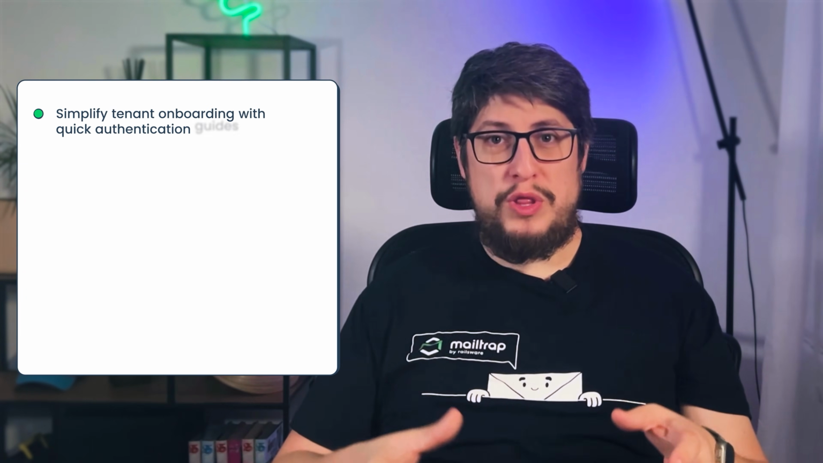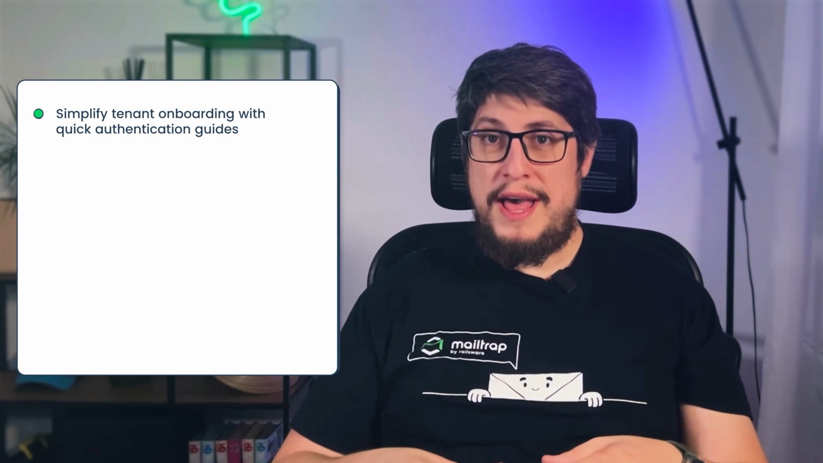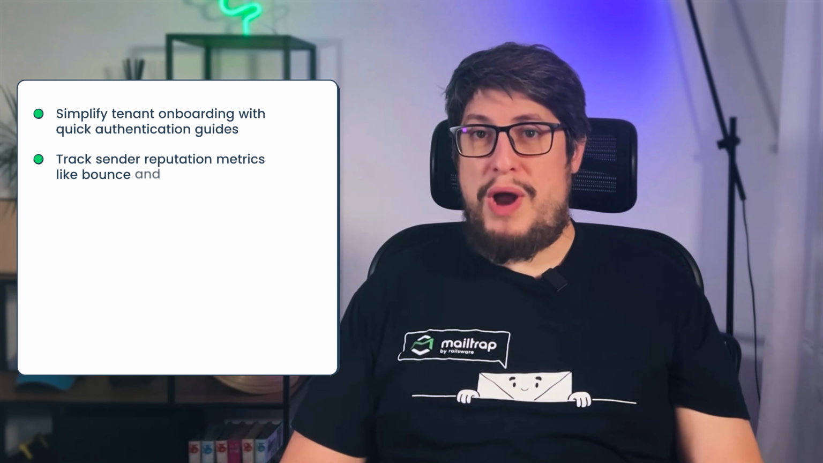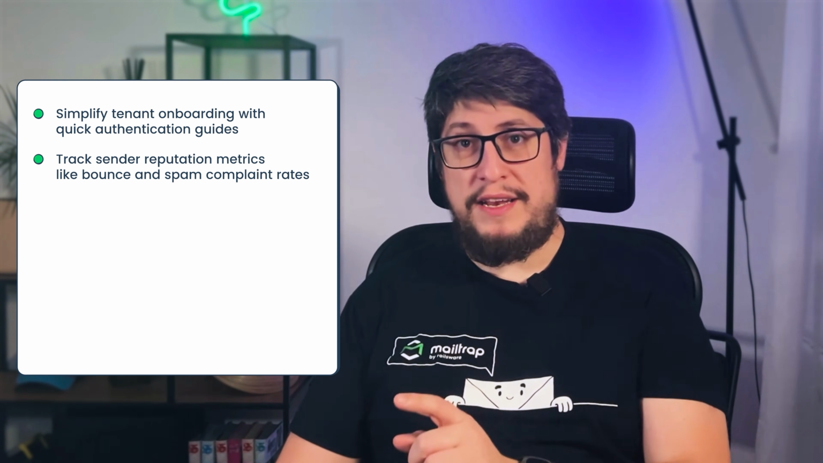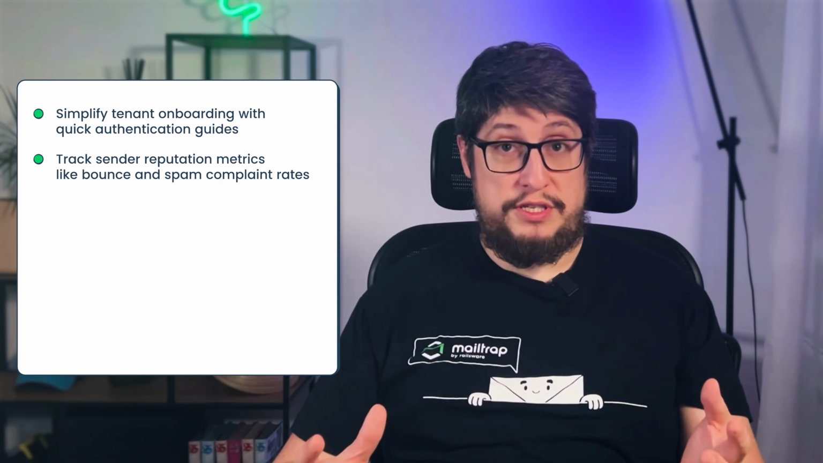Businesses that achieve operational efficiency do these 6 things differently. They simplify tenant onboarding with quick guides for authentication setups for SPF, DKIM, and DMARC that every tenant can follow, reducing the setup time. They track reputation metrics like bounce and spam complaint rates for each tenant by monitoring their dashboards or using automated alerts like webhooks.